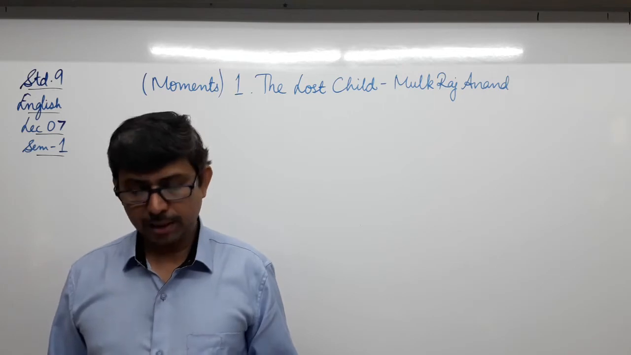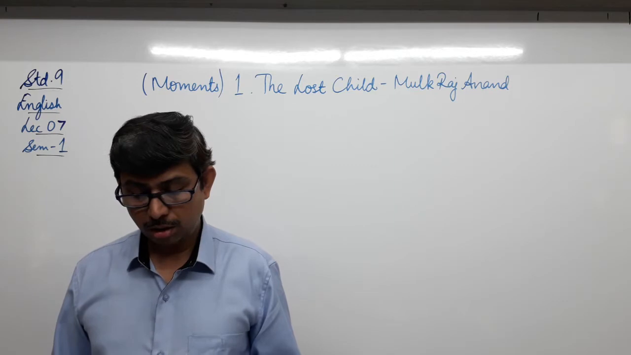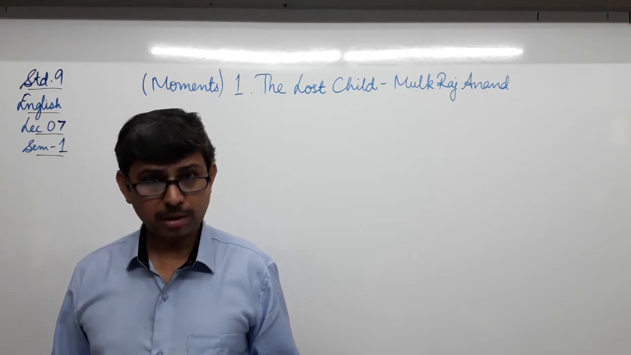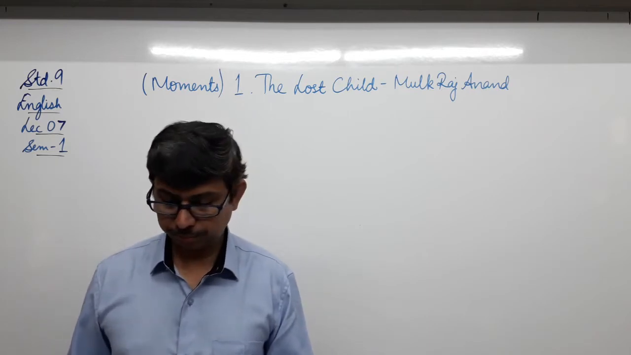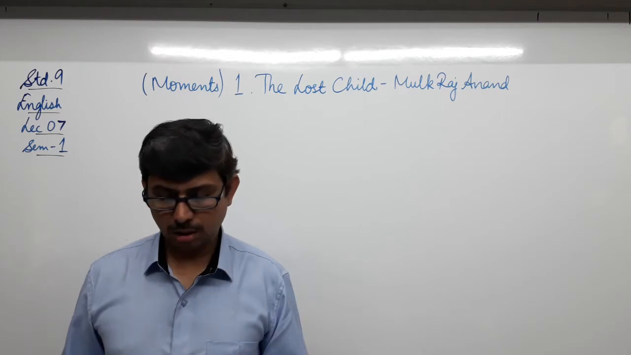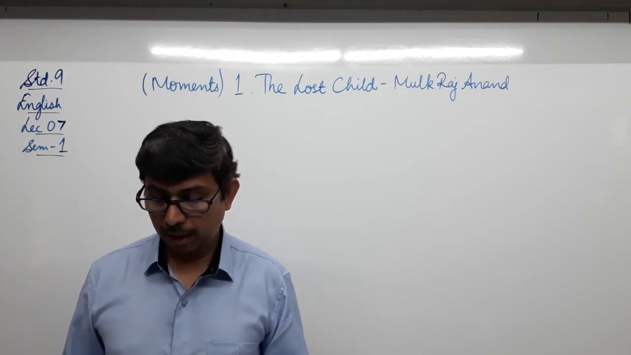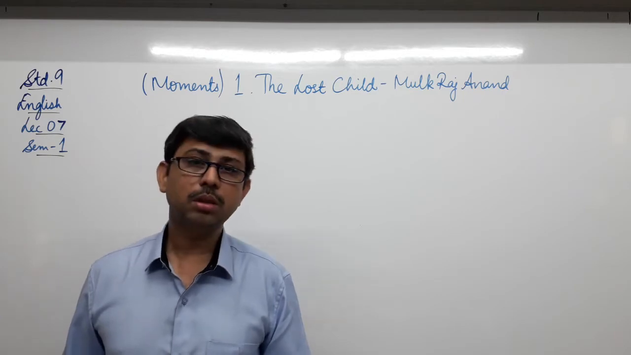Chapters are The Lost Child by Mulk Anand, the one which we are going to read today, The Adventures of Toto by Ruskin Bond, Iswaran, the Storyteller by R.K. Lakshman, In the Kingdom of Fools, Kannada folk tale by A.K. Ramanujan, and the fifth one, The Happy Prince by Oscar Wilde.